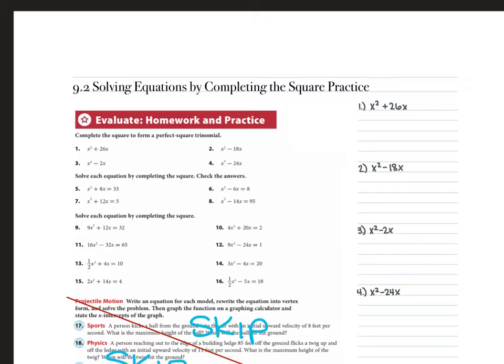9.2, solving equations by completing the square practice solutions. All right, so for the first four, we are just completing the square to form a perfect square trinomial. So we got to find our b, and we divide it by 2, then we square it, then we add it onto that binomial that they're giving us to get a perfect square trinomial.